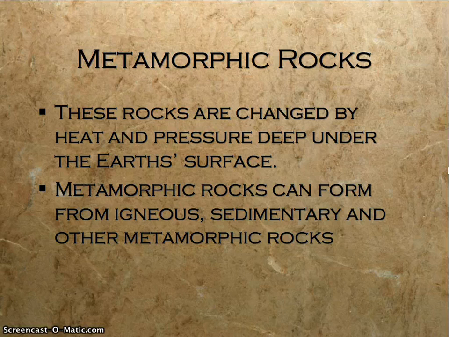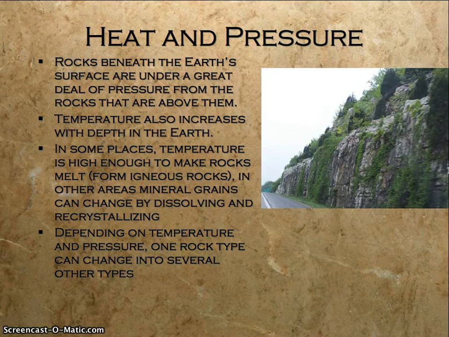Now we're going to get into metamorphic rocks. These rocks are changed by heat and pressure that happen deep in the Earth. Metamorphic rocks can form from igneous rocks, sedimentary rocks, or other metamorphic rocks. Rocks beneath the Earth's surface are under a great deal of pressure from the rocks above them, and the pressure also increases with depth. In some places, the temperature is high enough to make rocks melt, which eventually will form igneous rocks. In other areas, the mineral grains can change by dissolving and recrystallizing. Depending on temperature and pressure, one rock type can change into several other types of metamorphic rock.